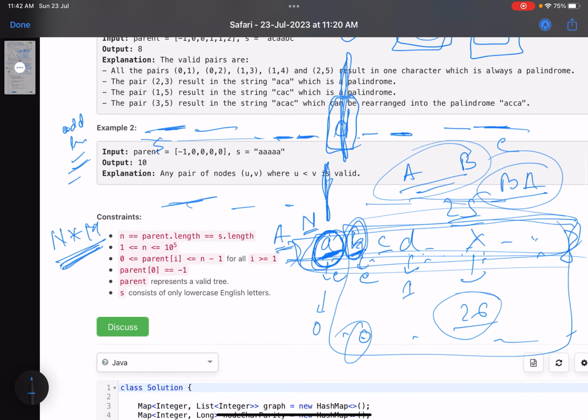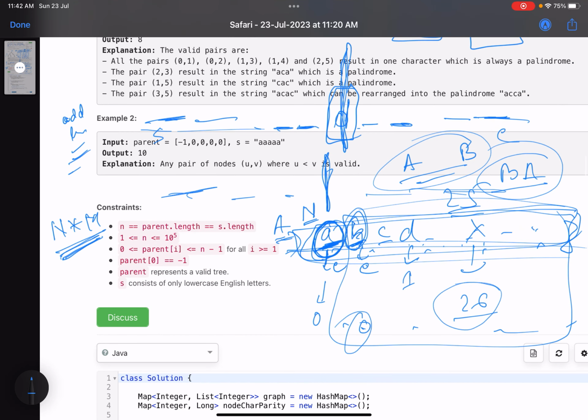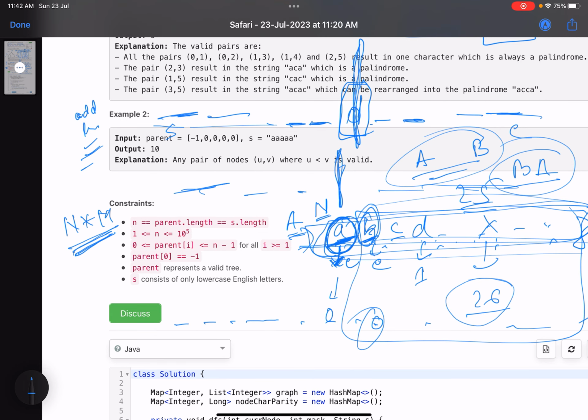Now comes the logic. How do I check this? Find all the characters which have a different parity at A. Simple. As I said, I have 26 bits, right? In an integer, I have 32 bits, but I'm using only 26 bits to represent the parity of each character. At A, if it is 0, I want to make it 1 to check, right? And if it is 1, I want to make it 0. I just need to flip one bit of a particular integer.